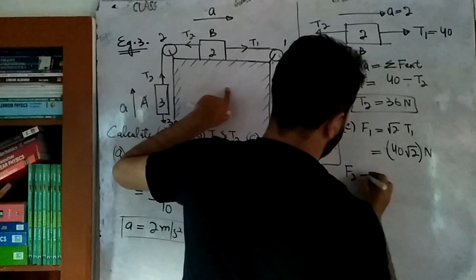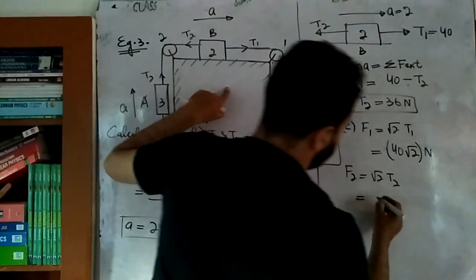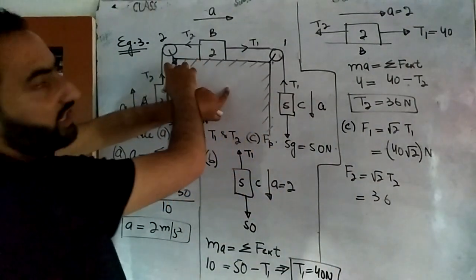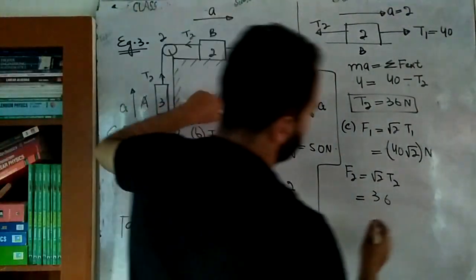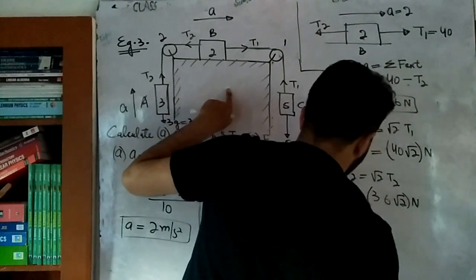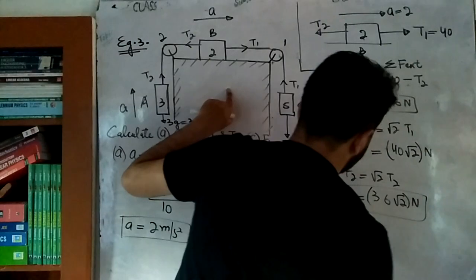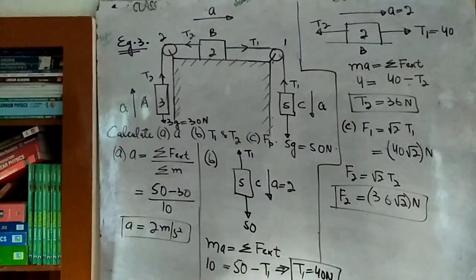And F2 will be equal to root 2 multiplied by T2. So T2 कितना निकला बेटा? 36. Force on this is F2. Okay. So in this direction T2, in this direction T2, they are mutually perpendicular. So root 2 times T2. So 36 under root 2 Newton. So this is the answer. So this is force on pulley 2. Simple. ठीक है ना बेटा? Pause screen, write it down.